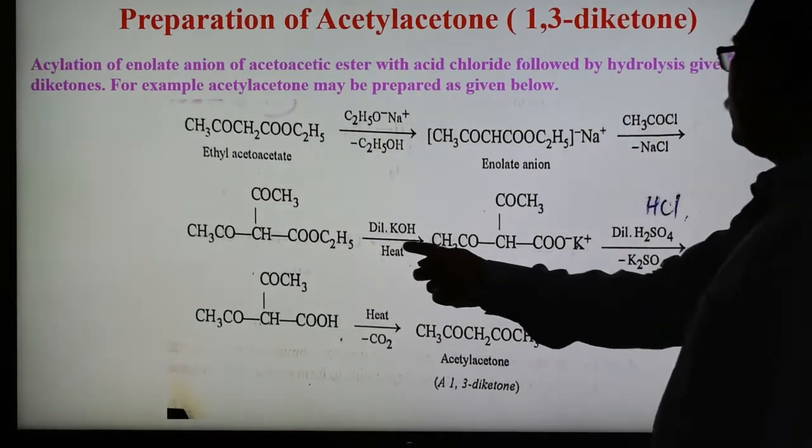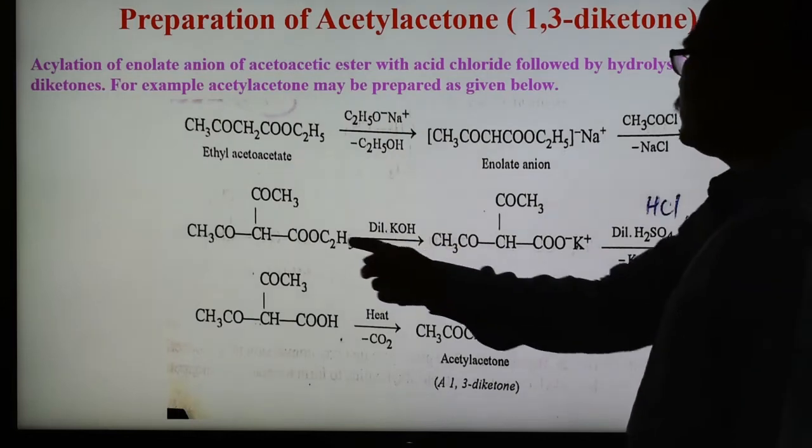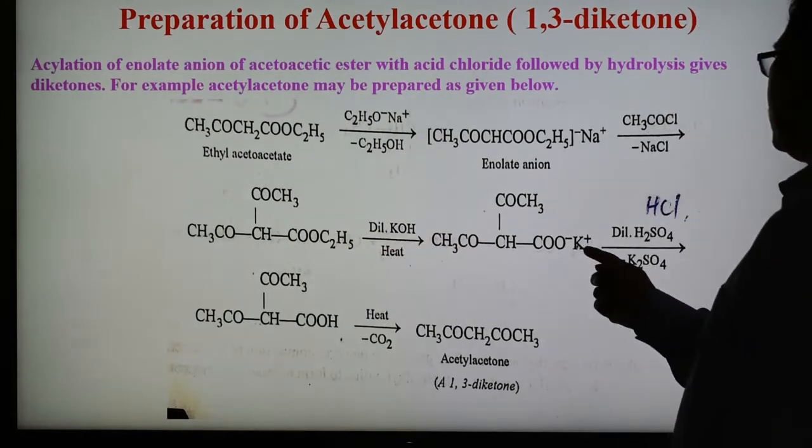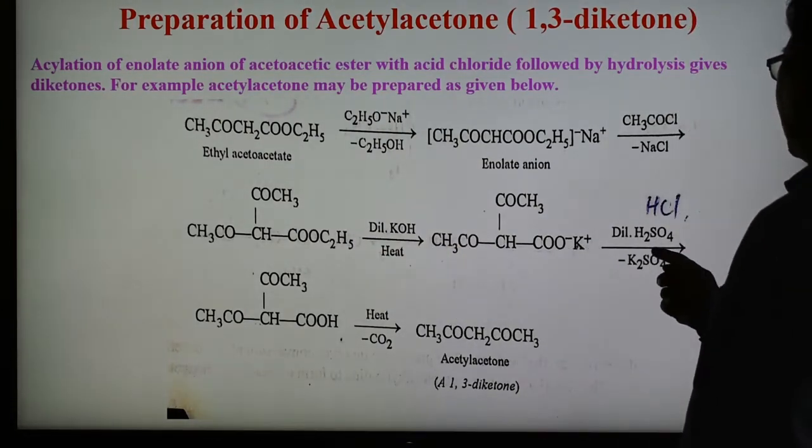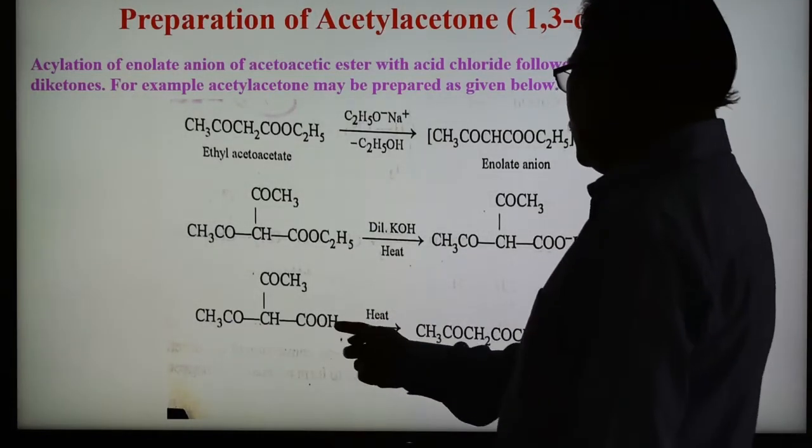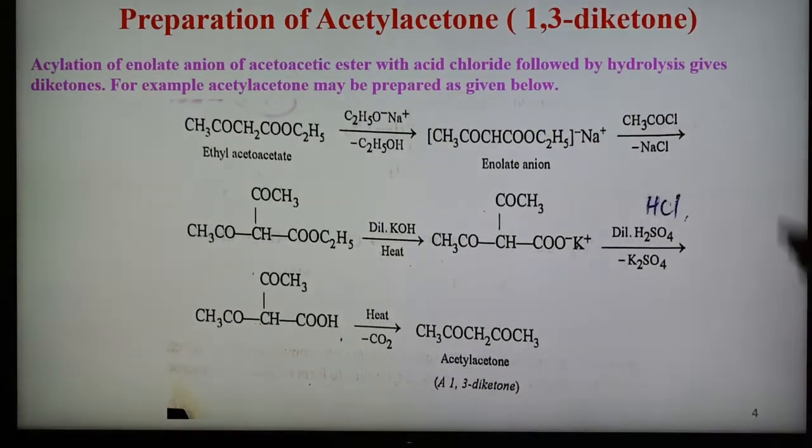After that hydrolysis, so here there is also C2H5OH, and here is a COOK, and after that acidification we get COOH, and there is a loss of CO2, and we get acetyl acetone. So in this way CH3CO CH2 COCH3 is acetyl acetone, a 1,3-diketone. So this is the preparation of acetyl acetone, which is also known as a 1,3-diketone.